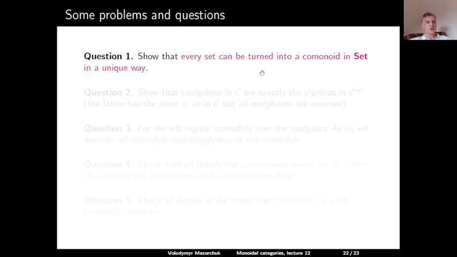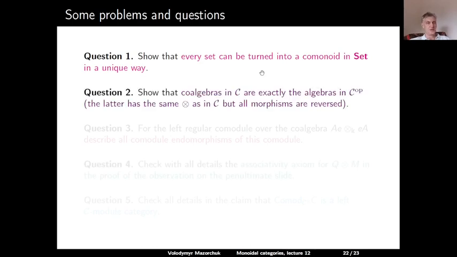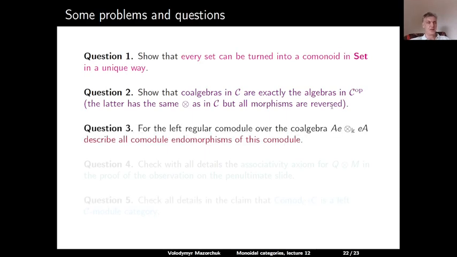Question 1, show that every set can be turned into a comonoid in the monoidal category of all sets with respect to the Cartesian product in a unique way. Question 2, show that coalgebras in C are exactly the algebras in C-op. So C-op is the same category as C with the same tensor product, but all morphisms reversed. So this is a classical opposite category. Question 3, for the left regular comodule over the coalgebra A-dual tensor A, describe all comodule endomorphisms of this comodule.